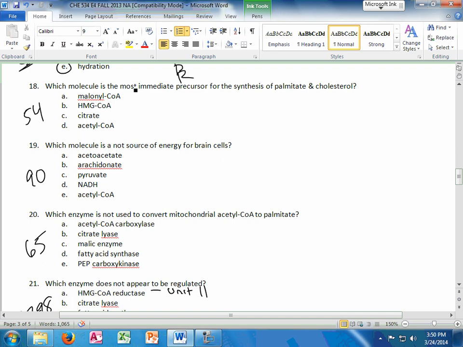Which molecule is the most immediate precursor for the synthesis of palmitate and cholesterol? So malonyl-CoA is for fatty acids but not cholesterol. HMG-CoA is for ketones or cholesterol, but not fatty acids and cholesterol. Don't care much about citrate here. Acetyl-CoA is the one that's for either palmitate or cholesterol.